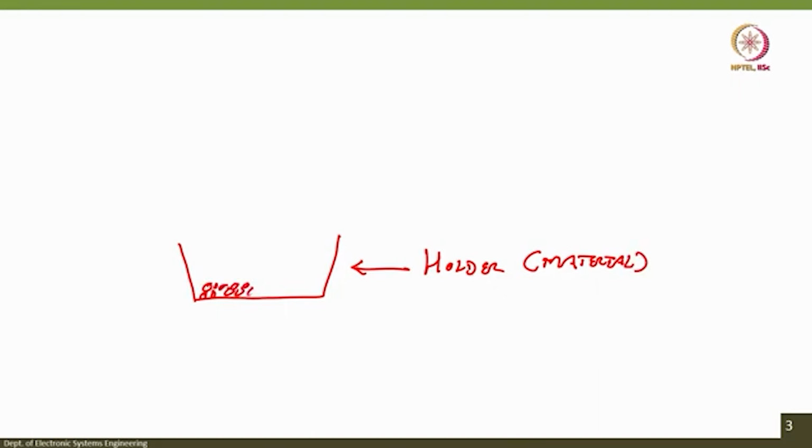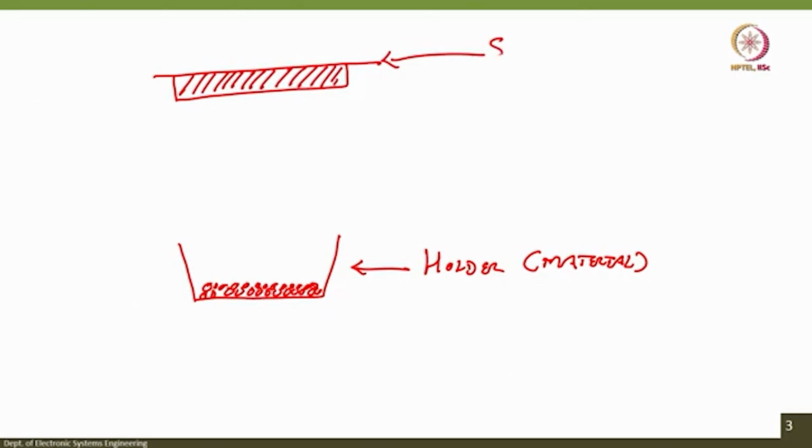So, you have a holder that holds the material, and in the holder you load the material. Then you have a plate to hold the substrate. This is called the substrate holder.